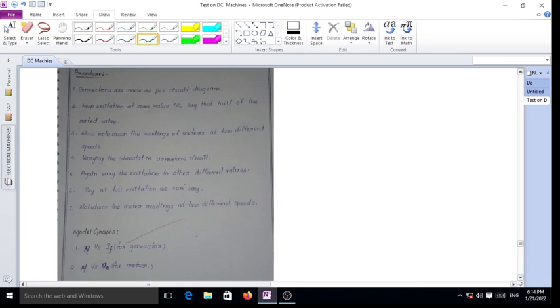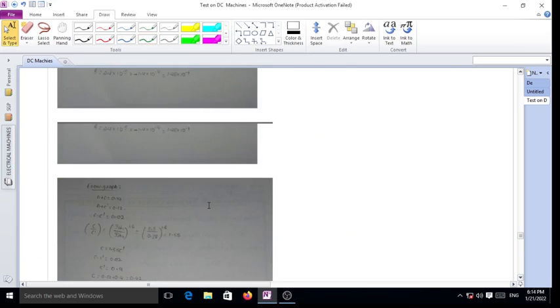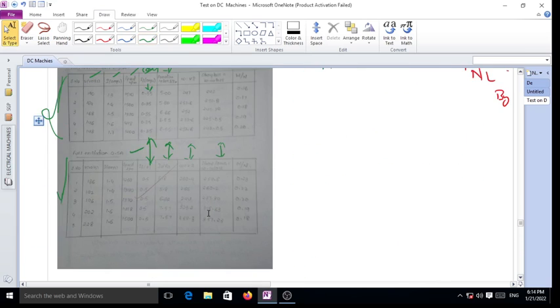We can see the procedure: keeping the excitation at the same value, say half of the excitation, note the readings for two different speeds by varying the speed with the rheostat in the armature circuit. Then vary the excitation to another value, say the full excitation, so we run the machine at two different excitations. From that we take the values: voltage, current, speed, and armature losses.